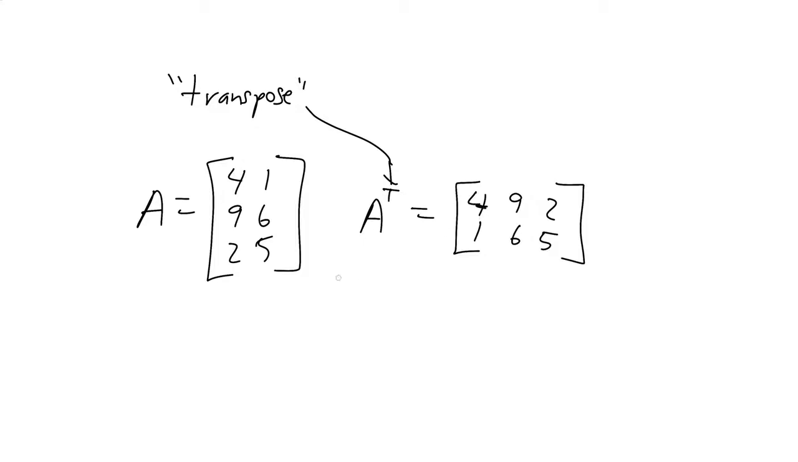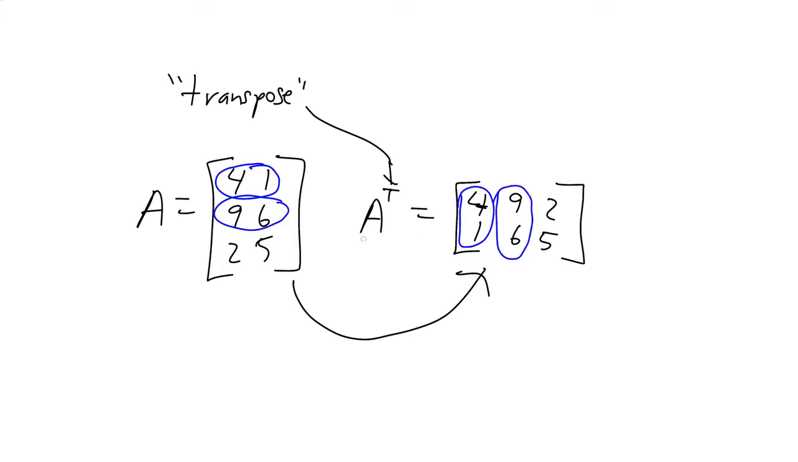Now, do you see how I got from A to A transpose? The answer is that each of the rows over here became a column over here. So I interchanged the rows and the columns. Which means, of course, that if I have an m by n matrix, then when I transpose it, I'm going to get an n by m matrix, right? In this case, we had a 3 by 2, and then we did the transpose, and we got a 2 by 3.